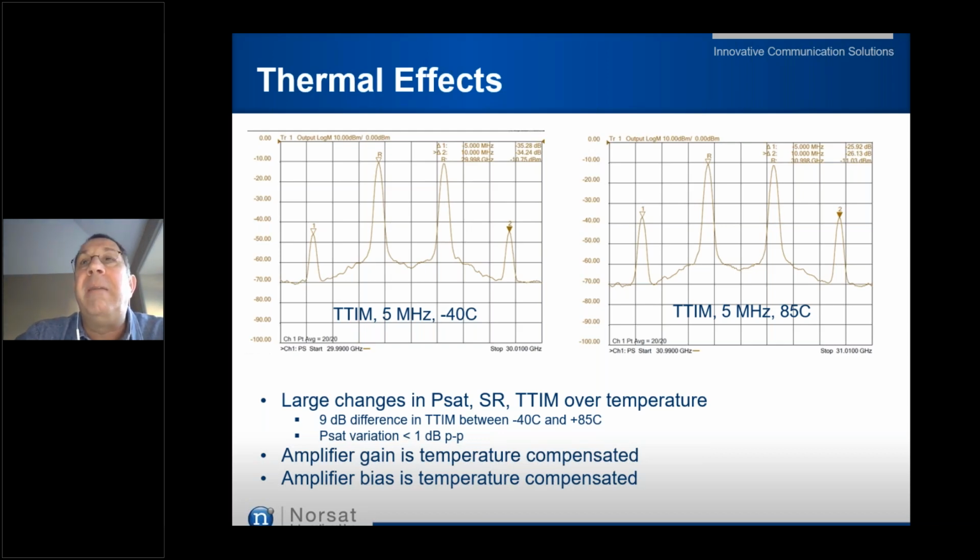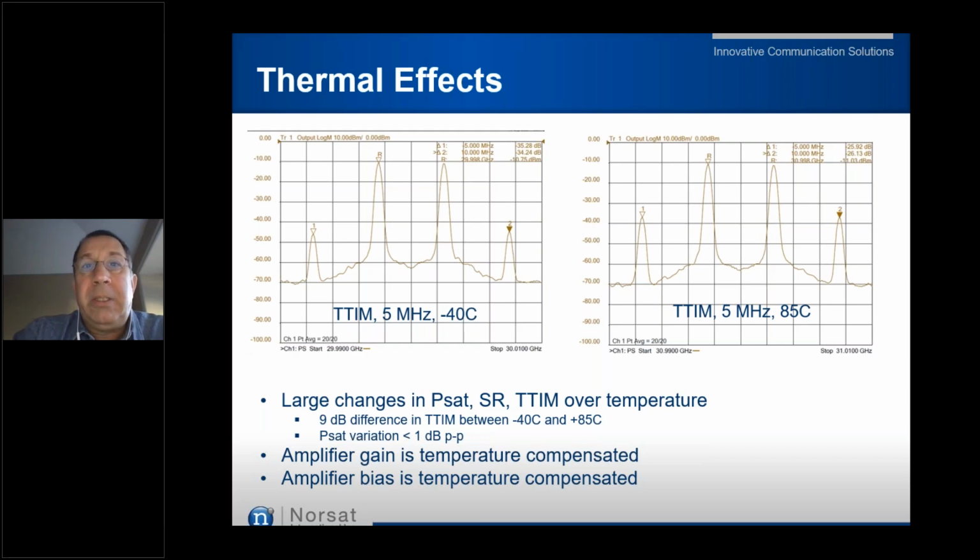So in this plot we have two-tone intermod. They're taken at the same PSAT, and we see a large difference in the two-tone intermod, almost 9 dB difference between -40, -80 and +85. And in this case, the PSAT variation was probably less than 1 dB peak to peak. So there is quite a change.